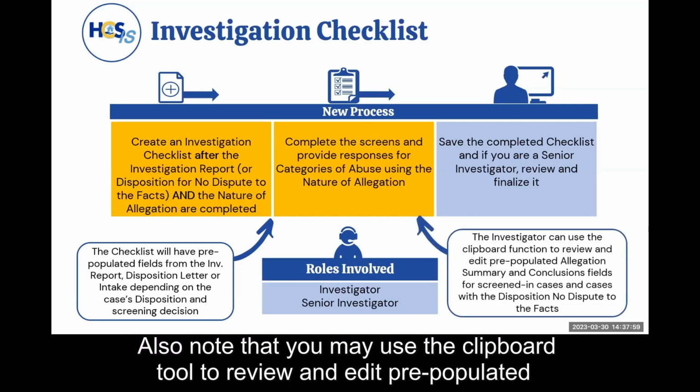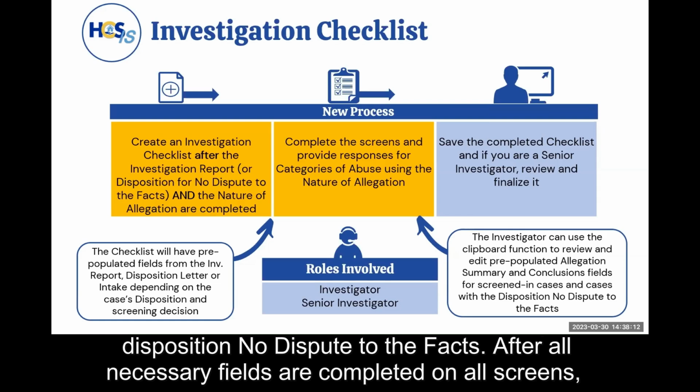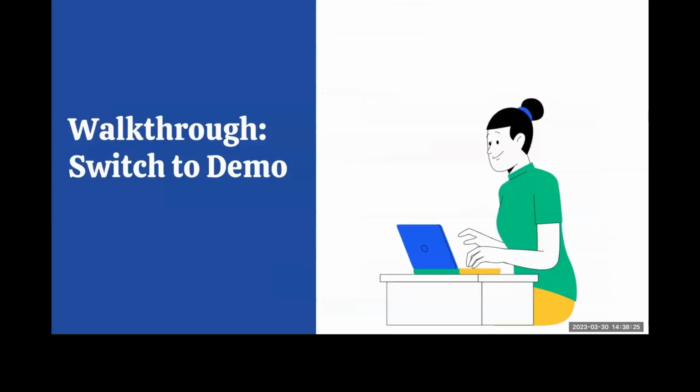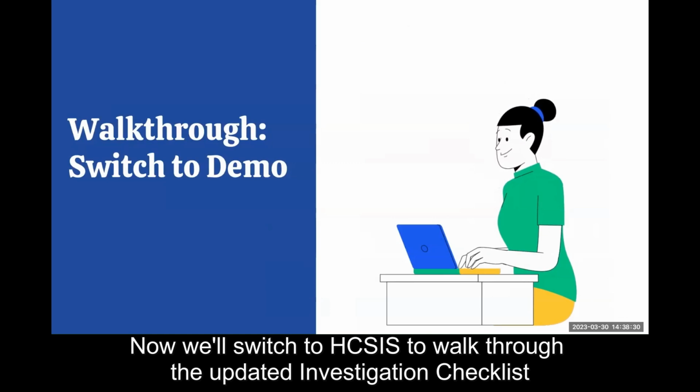Also note that you may use the clipboard tool to review and edit pre-populated allegation summary and conclusions fields for screened-in cases and cases with the disposition no dispute to the facts. After all necessary fields are completed on all screens, save the completed checklist, and if you're a senior investigator, review and finalize it. Now we'll switch to HCSIS to walk through the updated investigation checklist.